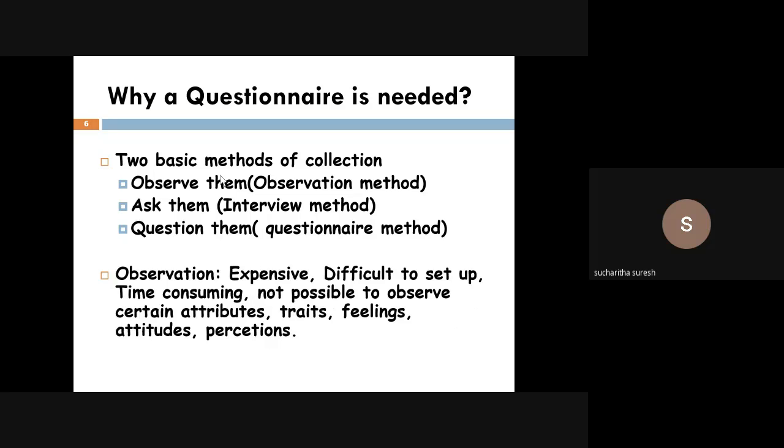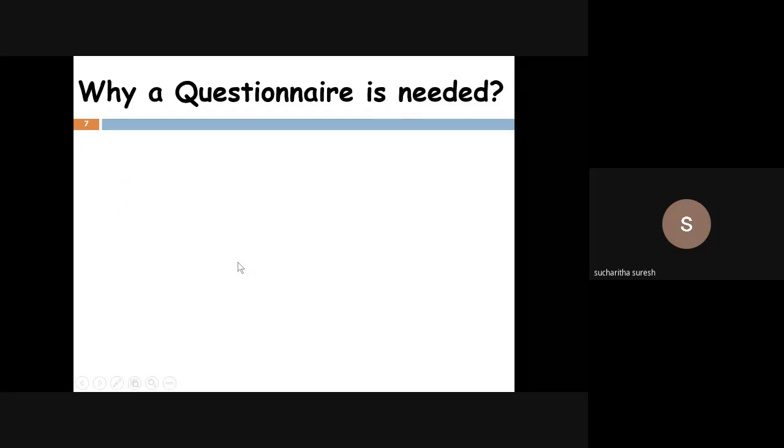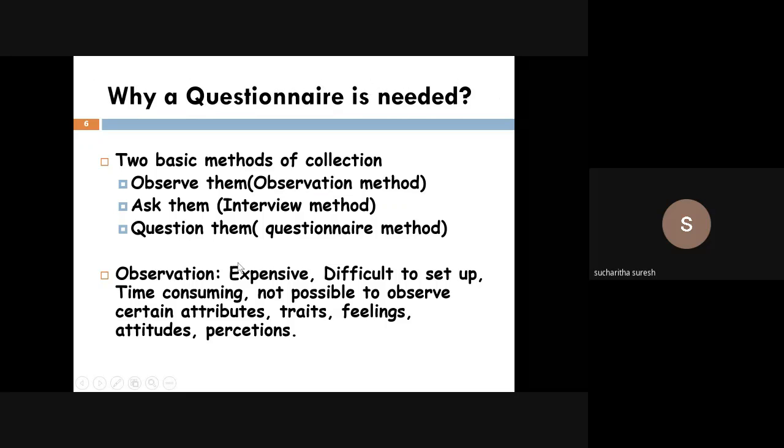All right. So the observation method is expensive, and there are people's satisfactions, attitudes, traits, and characteristics that we cannot observe. They need to be either asked or self-reported. So it is not possible. That's why the observation method is largely ruled out in social science research. Okay. So the questionnaire method or the interview method.